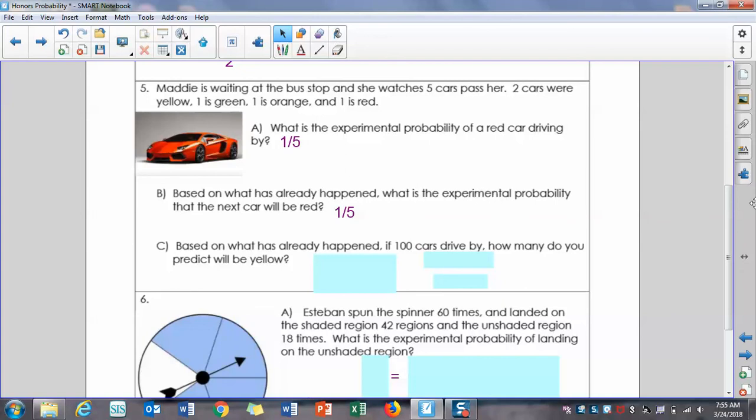Based on what has already happened, if 100 cars drive by, how many do you predict will be yellow? Again, that first phrase there, based on what's already happened, means we're still using the information of what Maddie observed. So yellow was 2 cars out of 5, and then x over 100. So we're trying to figure out how many yellow there will be if 100 total cars drive by. We're going to cross multiply. 5x is equal to 2 times 100, which is 200. Divide both sides by 5 to get 40. So based on what's already happened, 40 cars should be yellow.